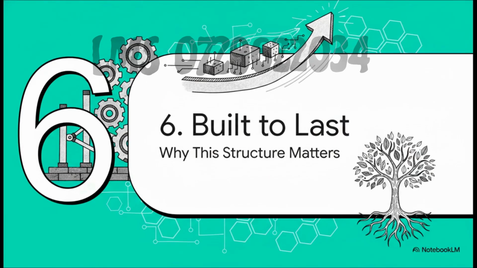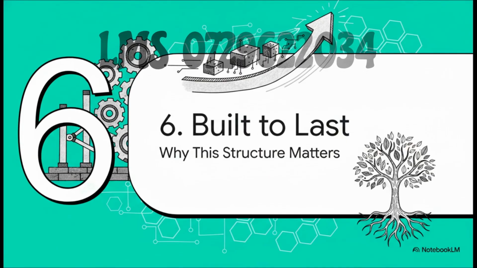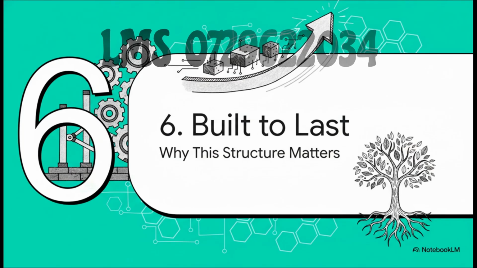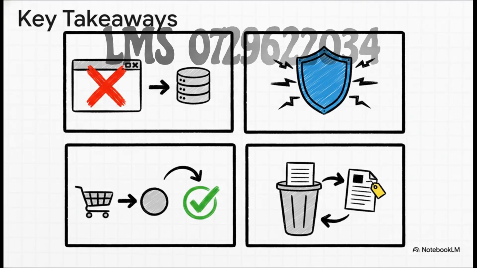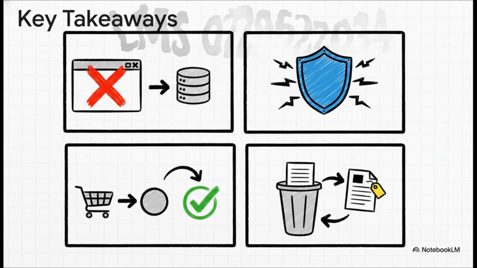So let's zoom back out. Why go through all this trouble? I mean, why is this kind of organization so incredibly important? Well, this section is all about why this structure is what makes the difference between an application that lasts for a year and one that lasts for a decade. And these right here, these are the golden rules, the key takeaways that keep a project from falling apart.